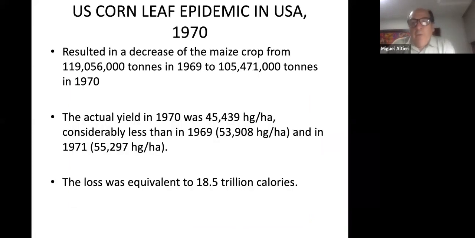And also we know that when we increase monocultures and genetic homogeneity, there's also susceptibility to diseases. In 1970, in the United States, there was a huge loss in corn production due to fungi that affected the foliage, resulting in a decrease of the maize crop from 119 million tons to 105. The yield went down from about 50,000 kilos to about 45,000 kilos.